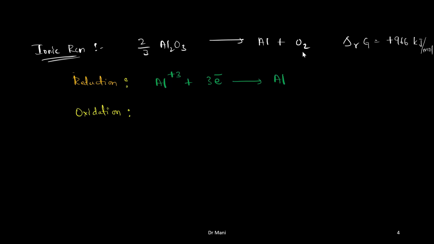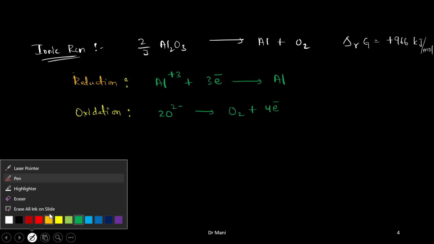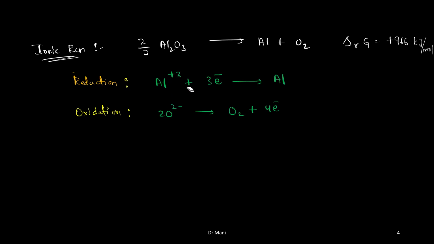And you see here, on the right side, I have O2. So 2O2- will turn out to be O2 plus 4e-. So this is the oxidation. You may ask, sir, how do I know whether it's +3 and 4 electrons? How do I get to know that? You should just know this.